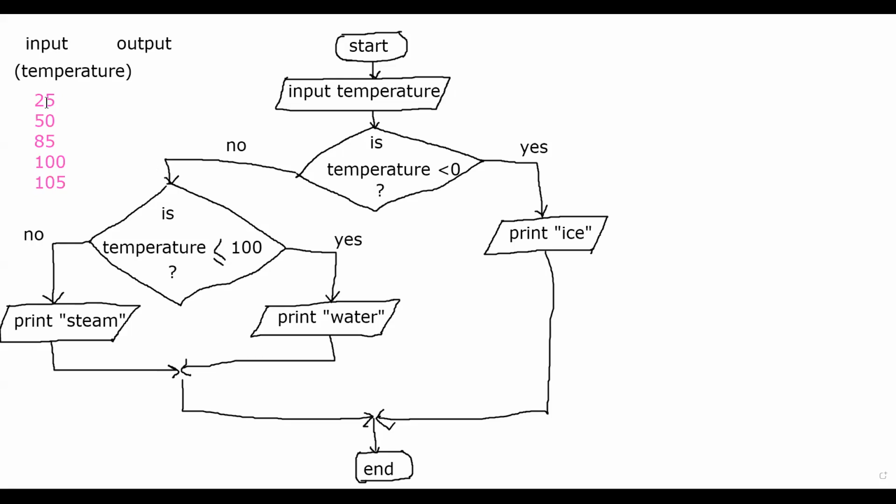So let's start with 25. We are assuming the temperature is 25. The question we asked is whether 25 is less than 0. Is it less than 0? No. Then you go this side. Now you ask whether 25 is less than or equal to 100. Yes, isn't it? So then this will be water.